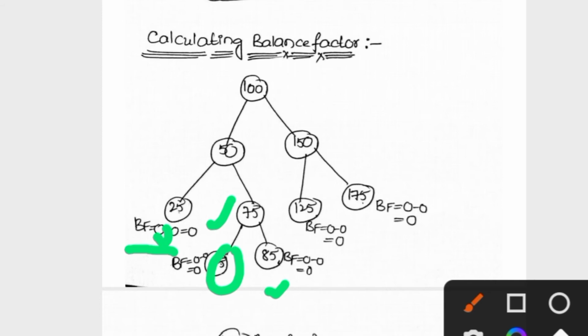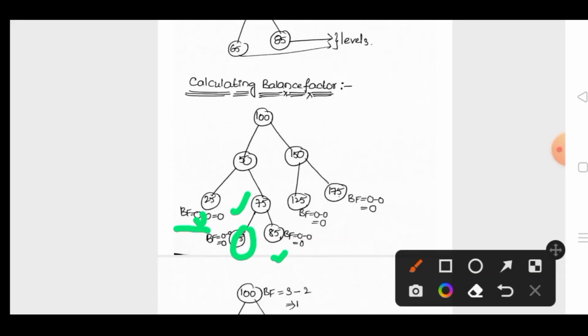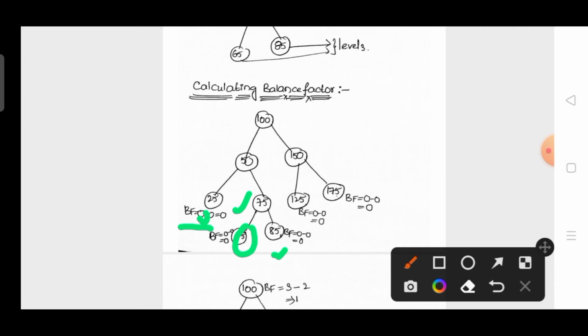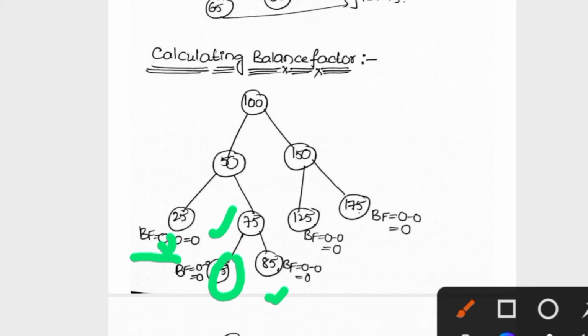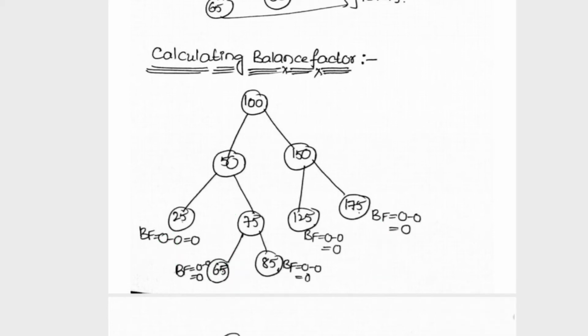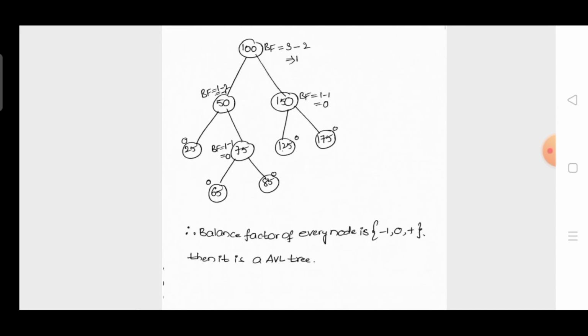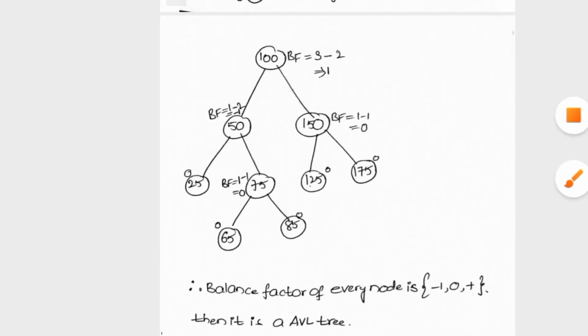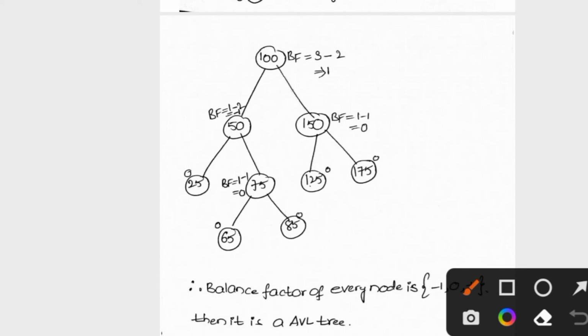Next, 125 is also an external node, there are no children, so the balance factor is 0 minus 0, that is 0. And the next node, 175, is also an external node, a terminal node, and the balance factor is 0. Now we are going to calculate the next level, as you can see here. Next we have to calculate the balance factor of 75.